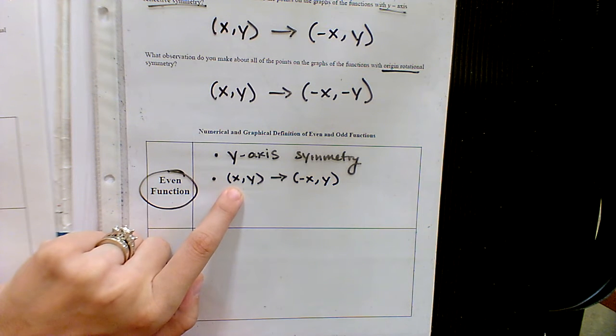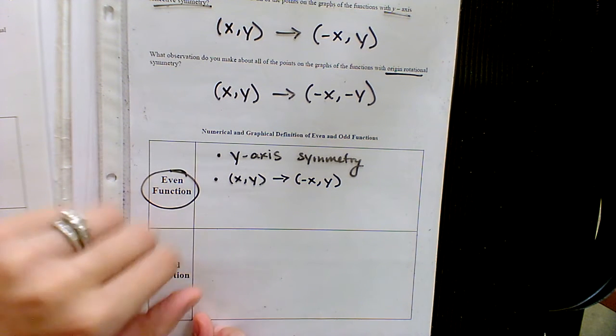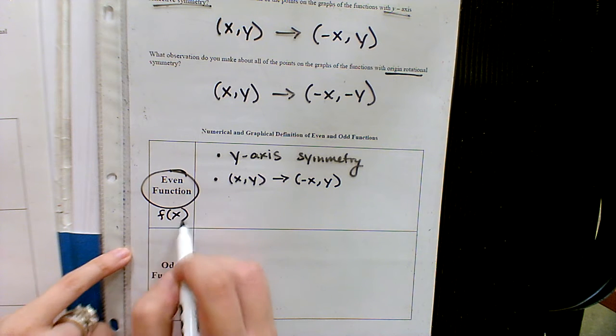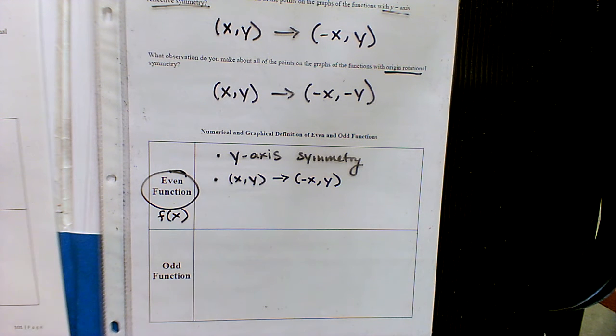So let me ask you this. If you know the point x comma y is on your graph, how can you use that using function notation, like f of x? Can we write what that would look like? I'm asking you a very loaded question here. This is definitely a thinker.